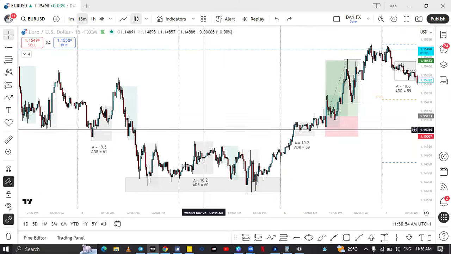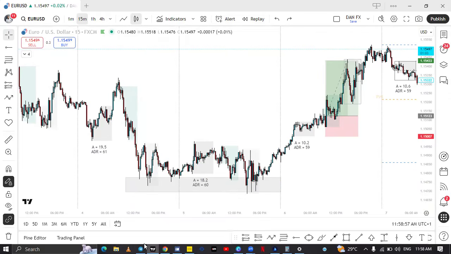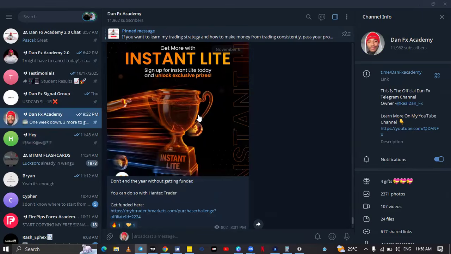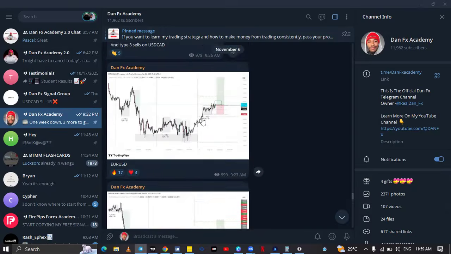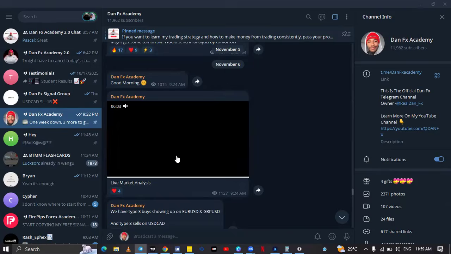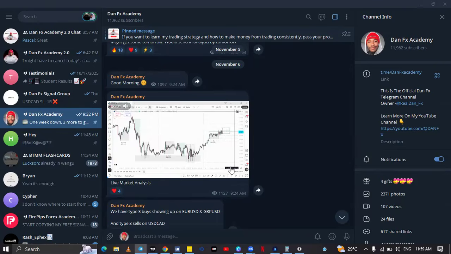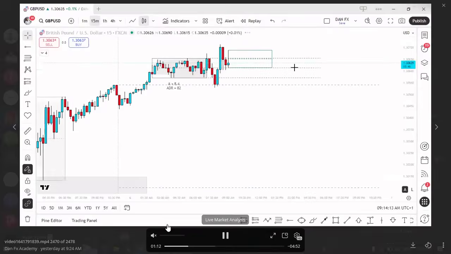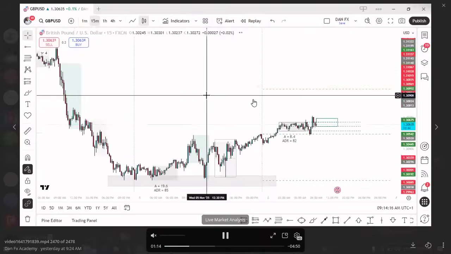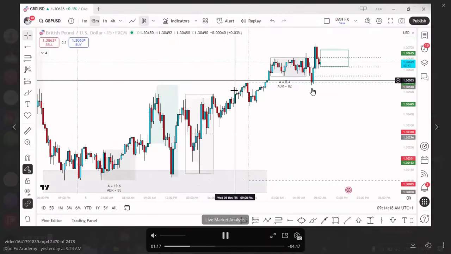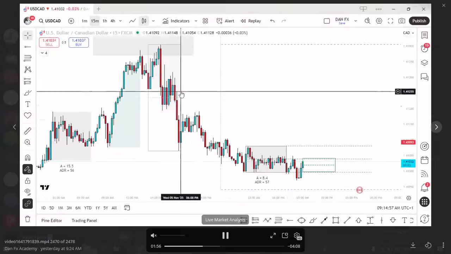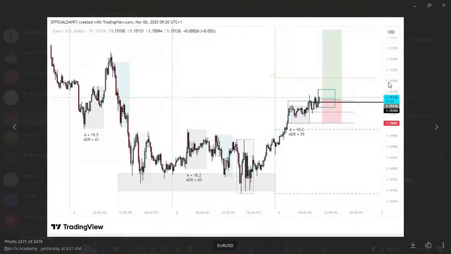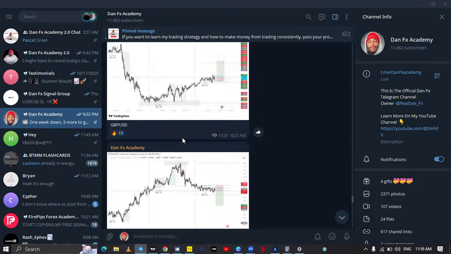I even sent it inside my Telegram community. If you scroll up, scroll up, scroll up, yeah, you can see I sent the trades. So this was me doing the analysis inside the Telegram, live, trading this live. I sent it inside the group for you guys to catch. Hope you caught the trades. I also sent out the screenshots of the trades.